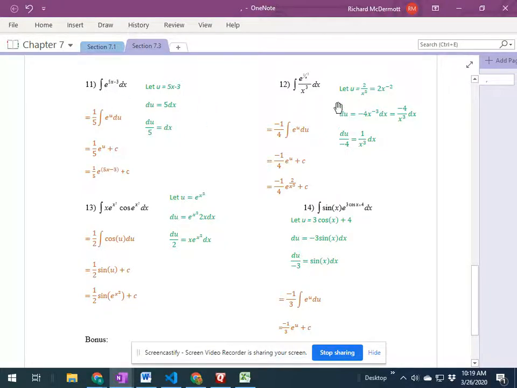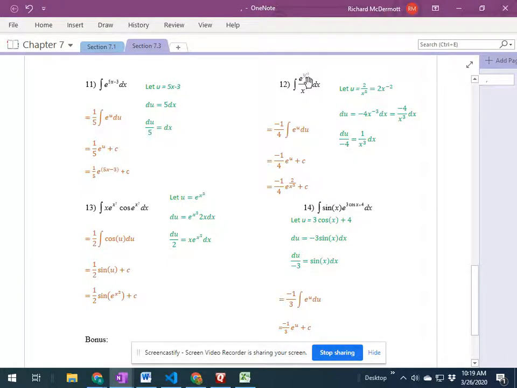Okay, so if you just stick to those 4 different possible u substitutions, that's going to get you through about 90% of the problems. Okay? With some of the other problems, you have to be a little bit more creative.